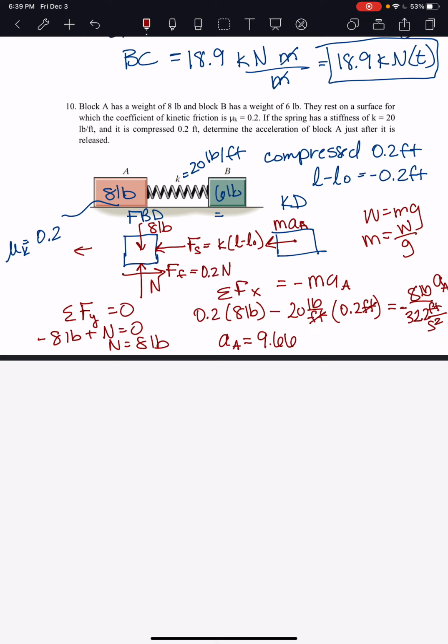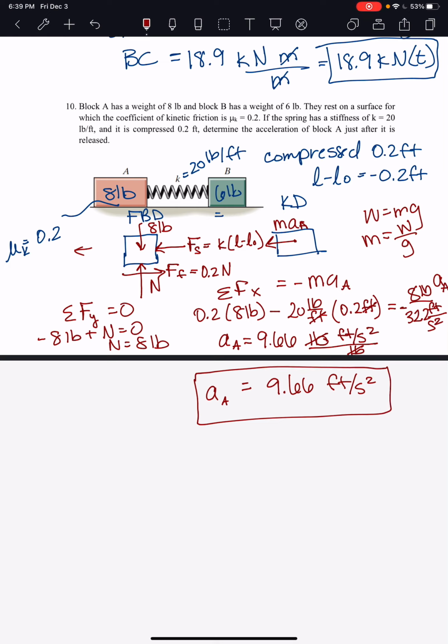And that unit is, so we have pounds, we're on the left side, then times feet per second squared, and then we divided by pounds. So the pounds cancel out, so we end up getting 9.66 feet per second squared. And that's our answer for that.